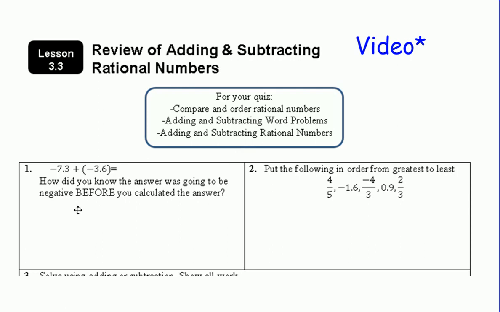Number 1, -7 3/10 plus -3 6/10. How did you know the answer was going to be negative before you calculated it? How do I know that this is a negative number? I know it's negative because when I add negative numbers together, I will get a negative number. So my answer would say something about both numbers being negative.